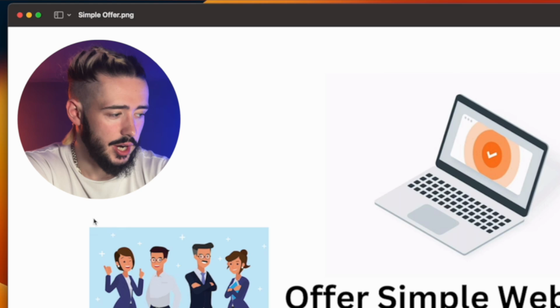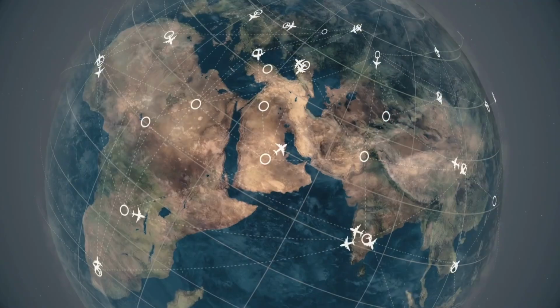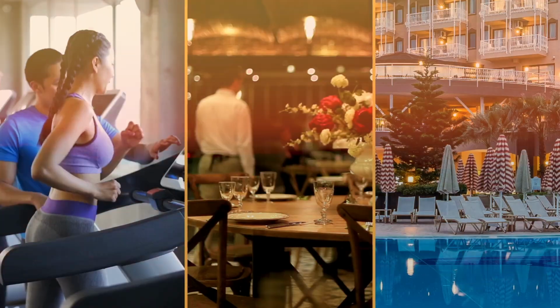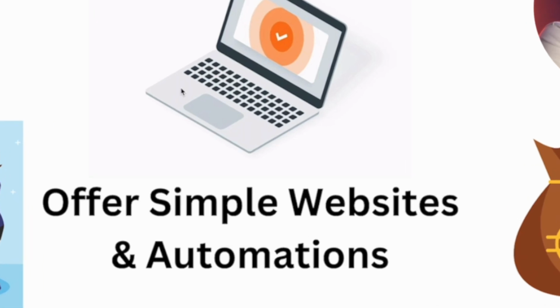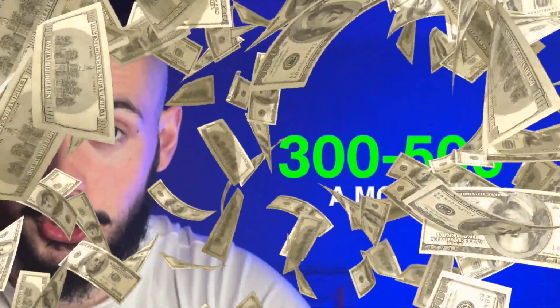So we're going to head over to this chart over on the computer, and it's just a simple breakdown of exactly how this works. So you're able to work with local business owners. This doesn't matter if it's local in your local town, your local city, or even in your country. You can work with businesses anywhere around the globe. I primarily work with brick and mortar style businesses like gyms, restaurants, hotels, and so many more. You're going to offer simple websites and automations to these businesses, and you're going to sell it to them for between 300 and 500 euros or dollars or pounds every single month. It is a very simple concept, and I'm going to show you the exact features that I offer to businesses today inside of this video.